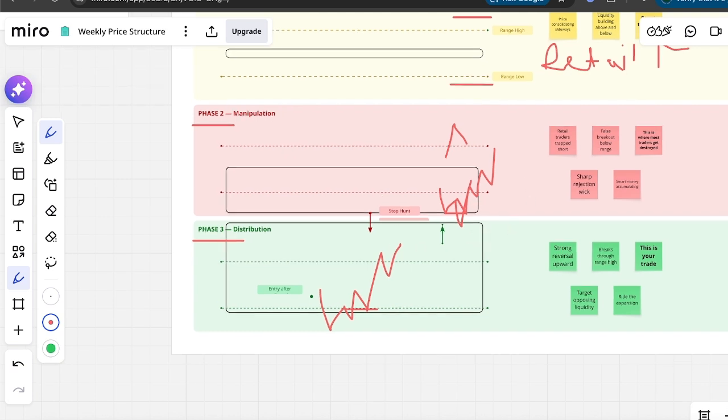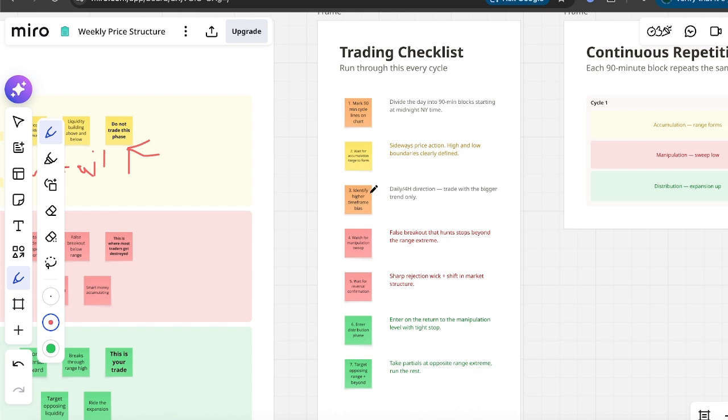So let's move on to our trading checklist with our 90-minute cycles. So divide the day into the 90-minute blocks. Sideways price action, high and low boundaries are clearly defined after every cycle. Daily 4-hour direction, obviously you want to be trading in a trending market. And then false breakouts that hunt stops beyond the range. So you want to be watching out for the manipulation. And then off the manipulation, we catch the higher move.